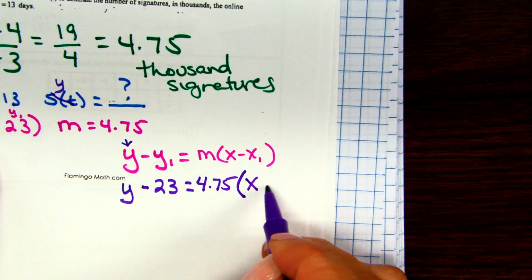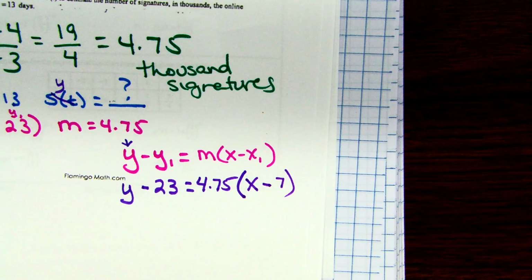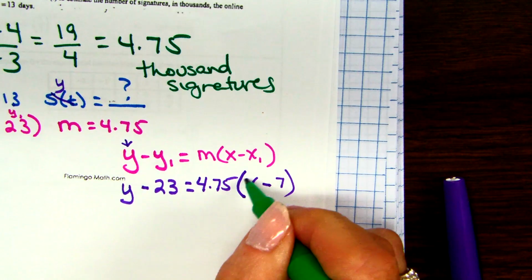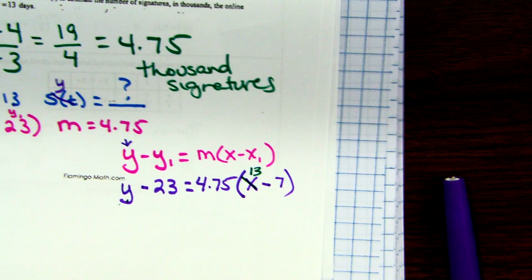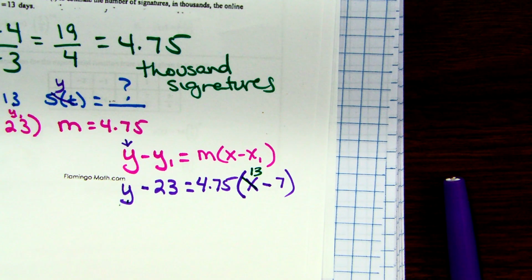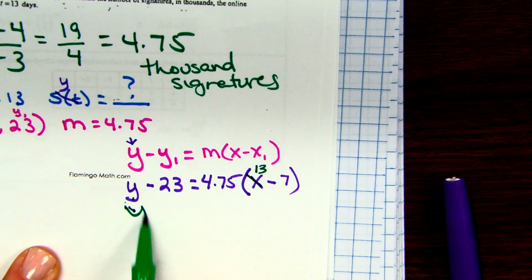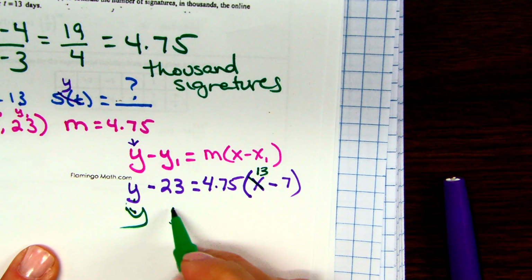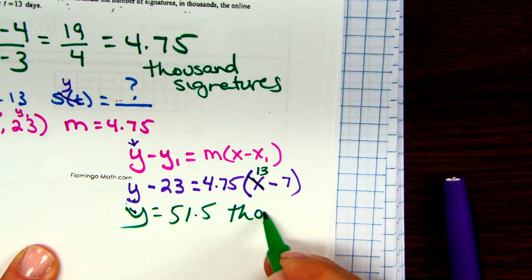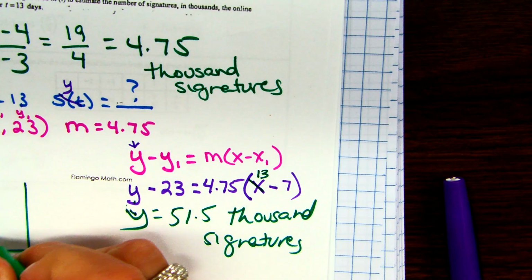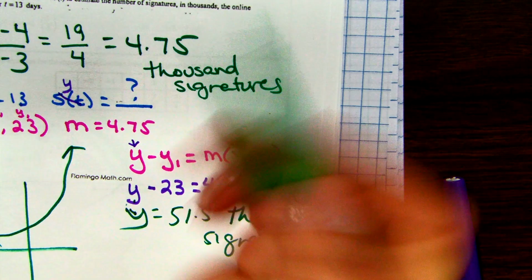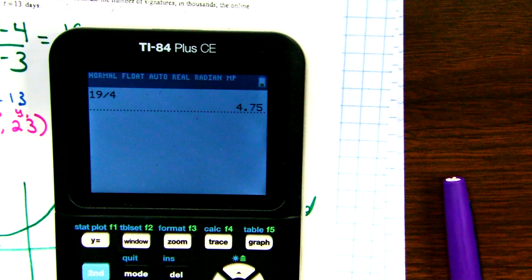So if you were just writing in point slope form, this is what it would be. And now you can just plug any x value in to find y. So what x value am I plugging in? 13. That's what we want to know. What is y when x is 13? So this is just calculator work. 4.75 times 6, add 23, and you should get 51.5 thousand signatures.